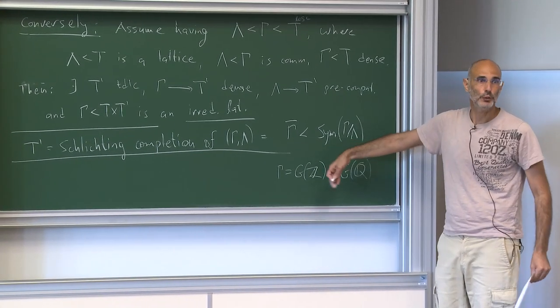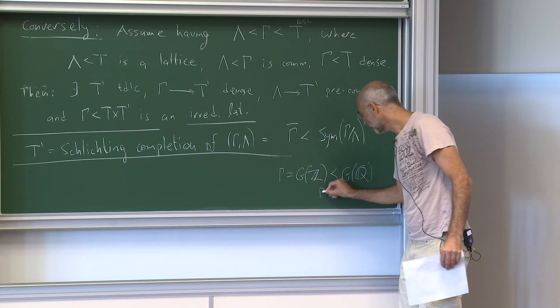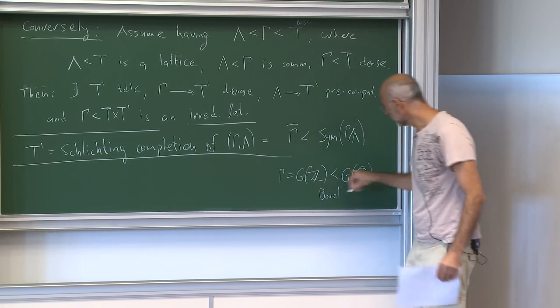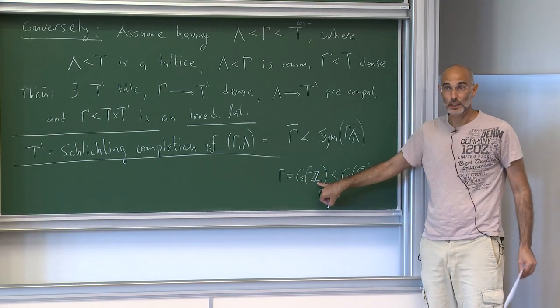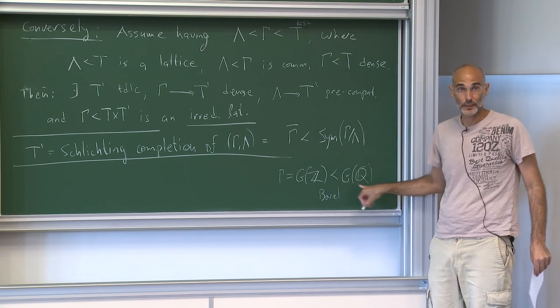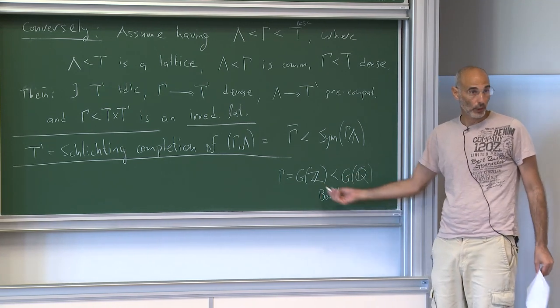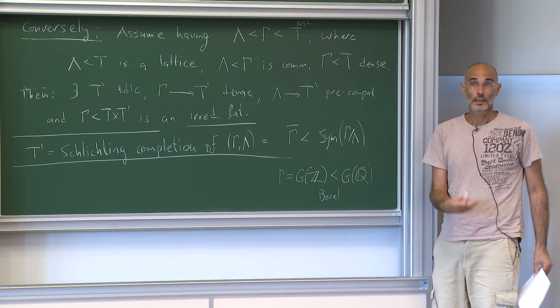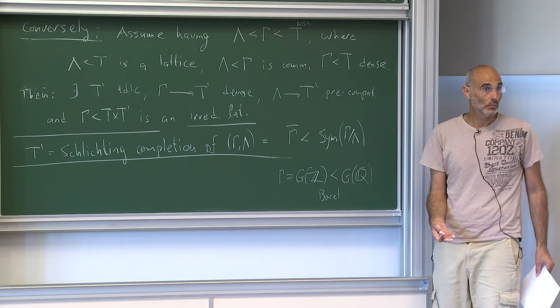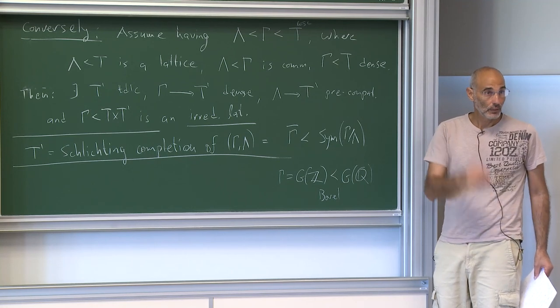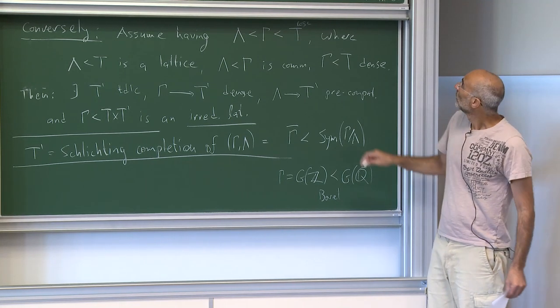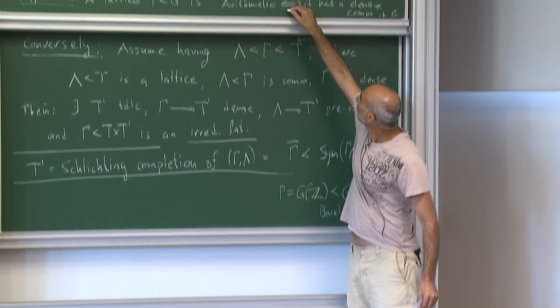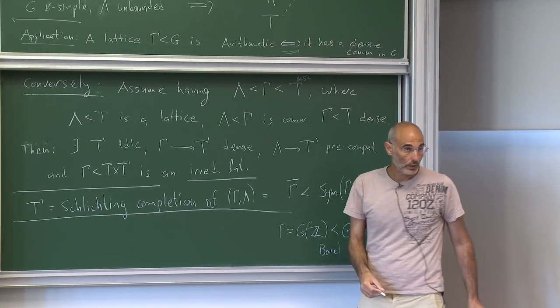I'm explaining briefly why you should believe it. The general fact that an arithmetic lattice is commensurated by a dense subgroup is a result due to Borel, but you can believe it. You can check yourself that SL_n(Z) is commensurated by SL_n(Q) inside SL_n(R). So this should explain the implication left to right.